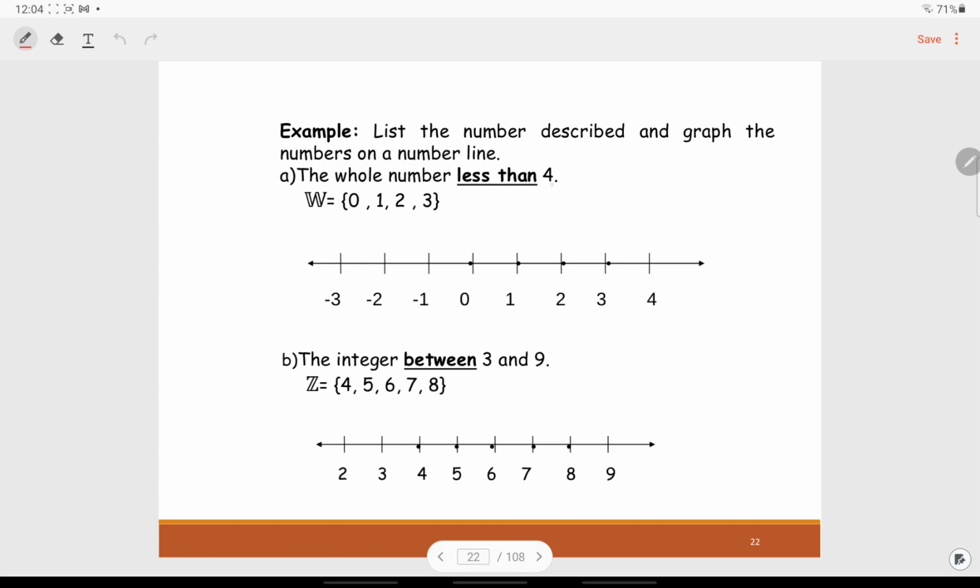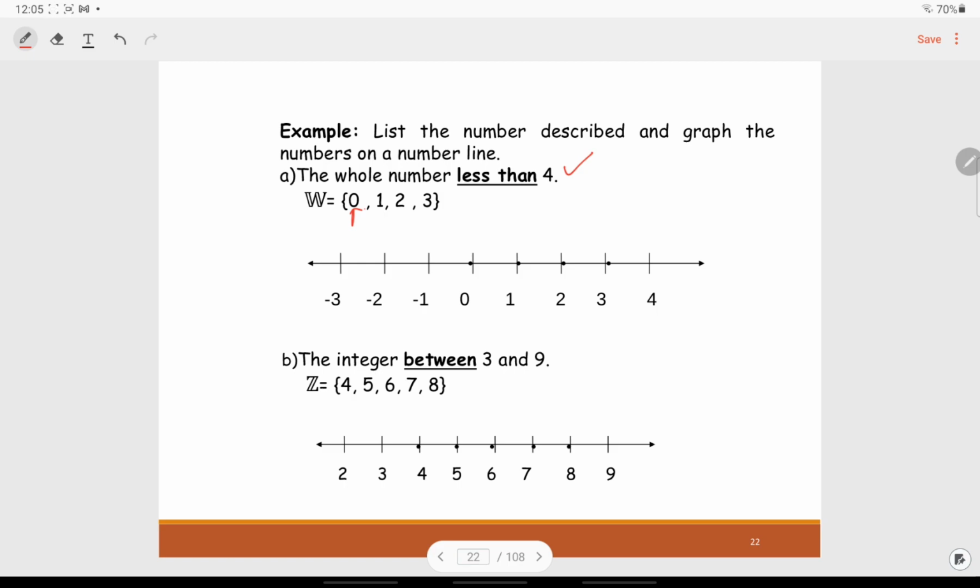So we list down the members of this set. We have whole numbers less than 4. For whole numbers, we start from 0. So we have 0, 1, 2, and 3, because these numbers are less than 4.